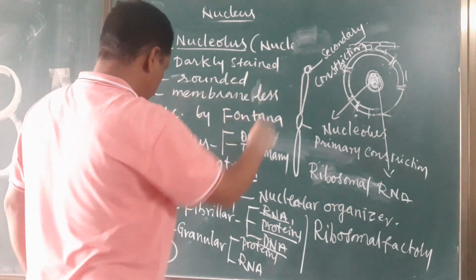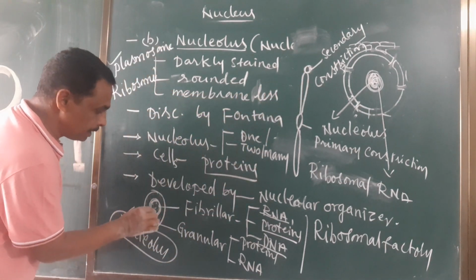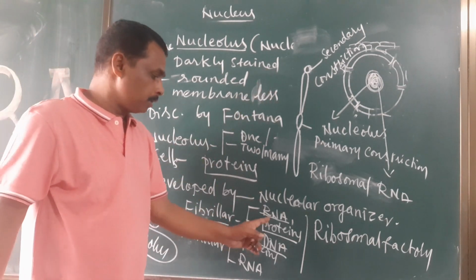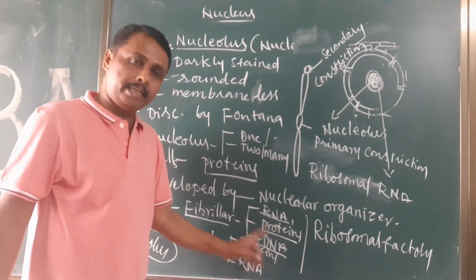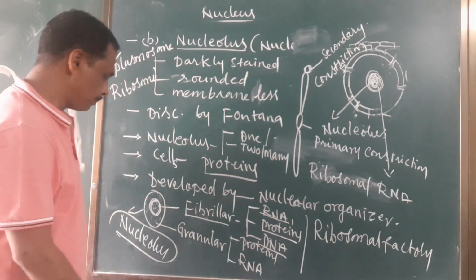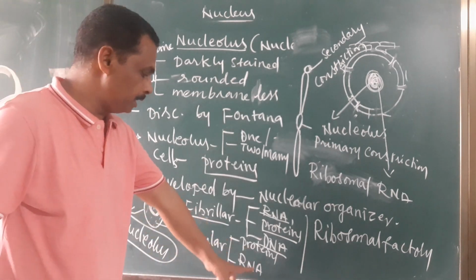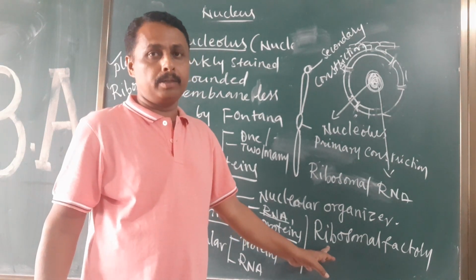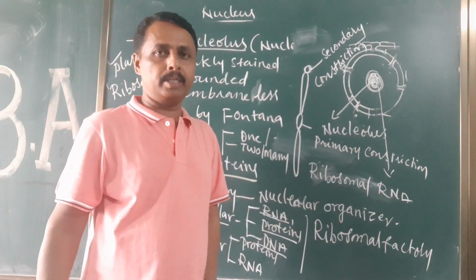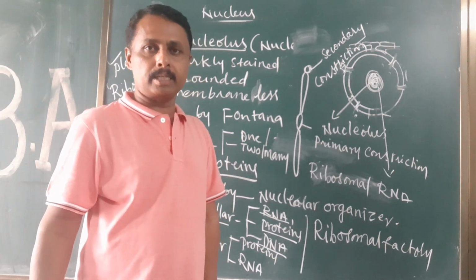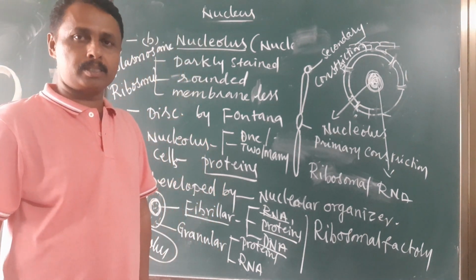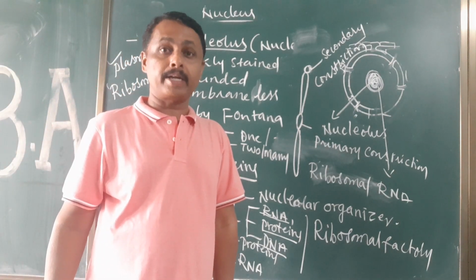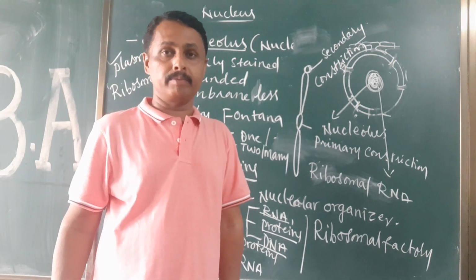If you talk about the secondary constriction, the central part is called the fibrillar part, and it is composed of RNA, proteins, and DNA. A trace amount of DNA will be present. And the granular part is composed of proteins and RNA. It is the peripheral site, and the nucleolus is considered the ribosomal factory of the cell. So this is about the nucleolus, the factory of the ribosomes.